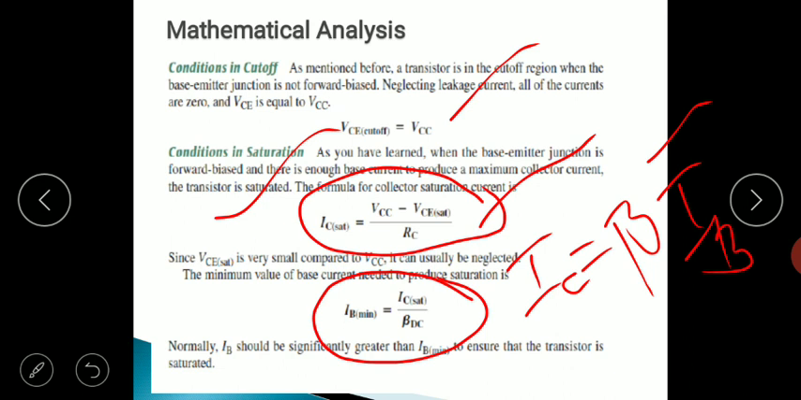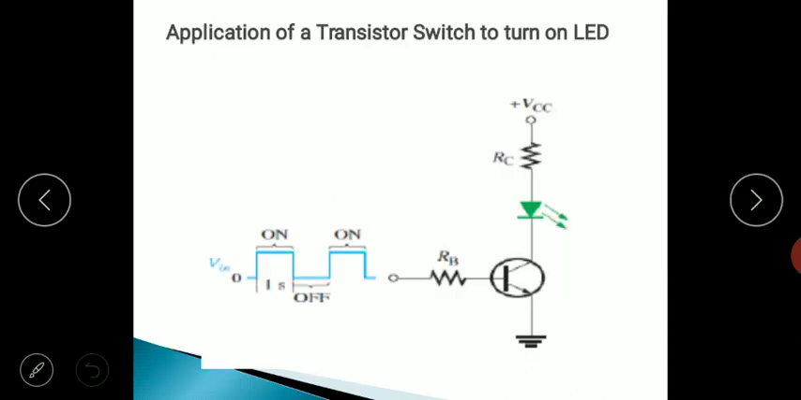So from this we can calculate the minimum current required to keep the transistor in saturation, that is IB min equal to IC sat by beta. Right. So after knowing how the transistor can be used as a switch, we'll illustrate the working of a transistor switch by considering one simple application: using a transistor switch to turn on an LED.